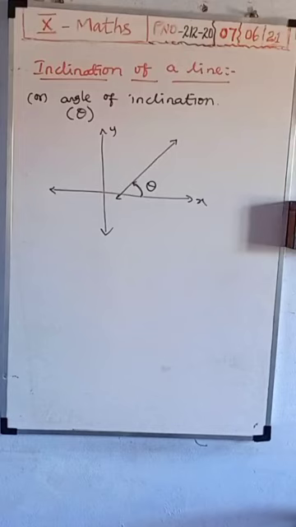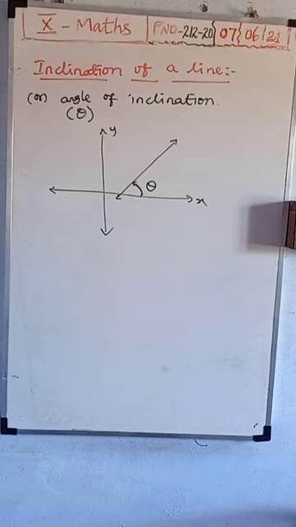Today we are going to see inclinations of a line. In a line we are going to find the inclination. That is what is meant by angle of inclination. We can say inclination or angle of inclination. It is denoted by theta.